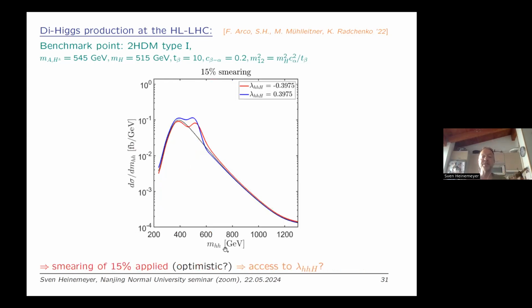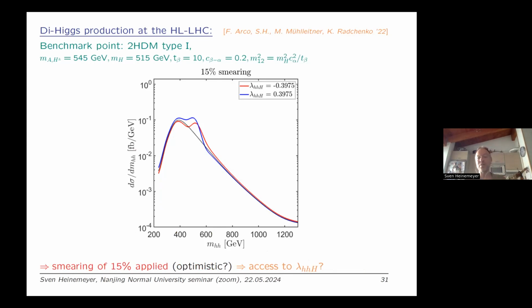And if the smearing is applied, the red curve looks like this and the blue like this. Yeah, they're still different, but the difference is much smaller than originally thought. So the question remains, can we have access to this triple Higgs coupling?